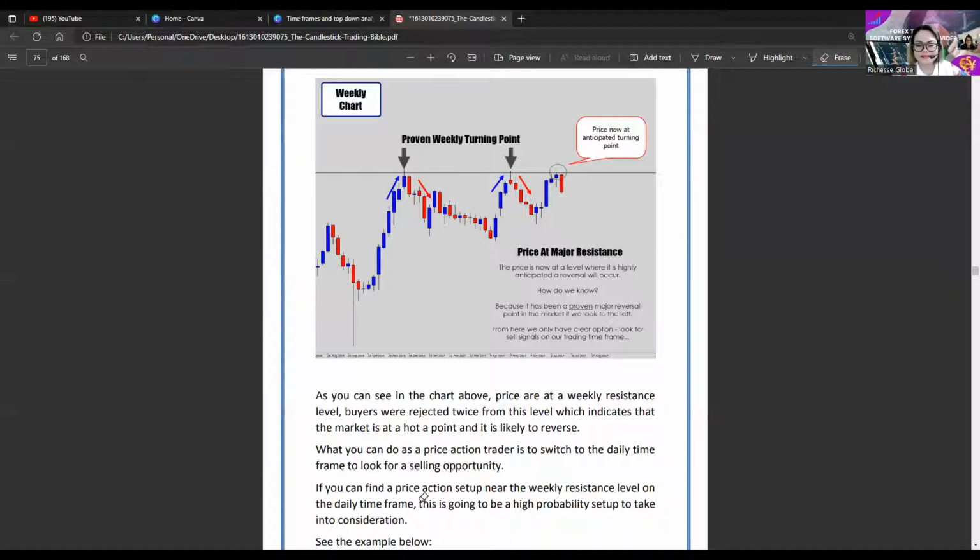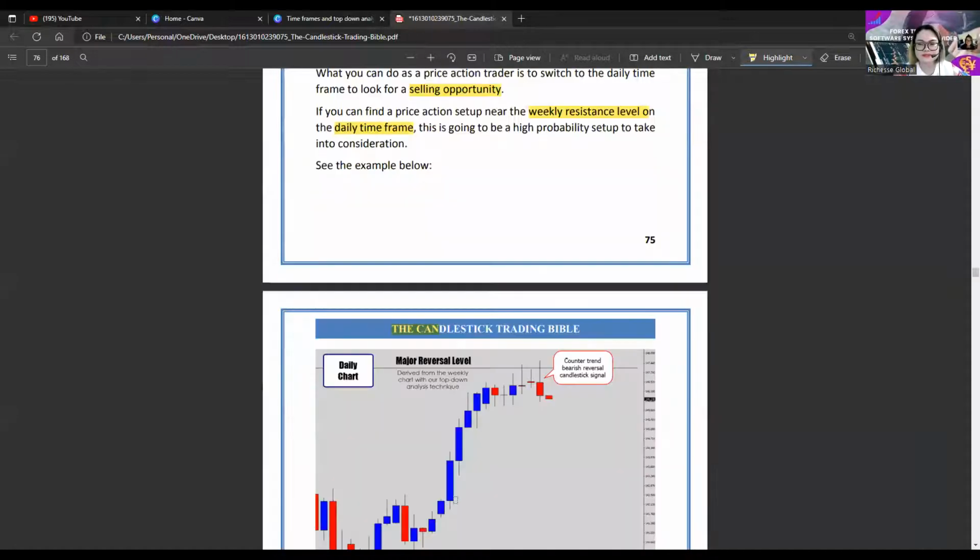If you can find, yan, ang sabi dito, selling opportunity po, wag tayong malilito doon, which is selling opportunity yung hinahanap natin. If you can find a price action setup near the weekly resistance level or on the daily time frame, this is going to be the high probability setup to take into consideration. See the example below. Tingnan naman natin dito.